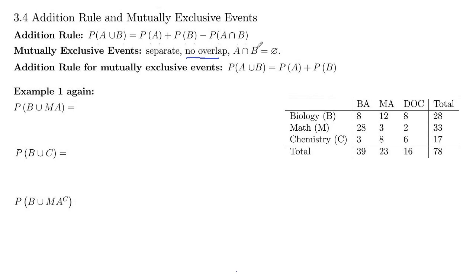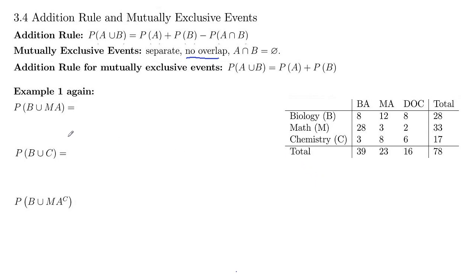So that means A intersect B is the empty set. There's no sample points that they have in common. And if that happens, then this term is equal to 0, and our addition rule becomes just probability of A plus probability of B. So let's look back at this data that we had on major versus degree here.